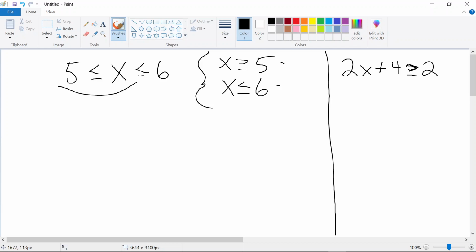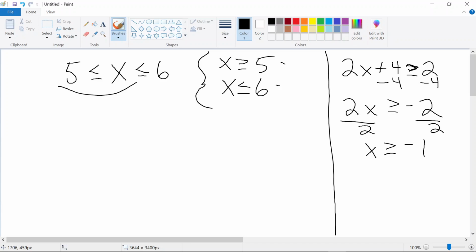I want inequalities. So first step, subtract 4 from both sides. I'm using the inverse addition quality, since subtraction is the inverse of addition. 2x greater than or equal to 2 minus 4, which is negative 2. I haven't flipped the sign because I haven't multiplied or divided both sides by a negative. Then I'm going to divide both sides by positive 2, still won't flip the sign. X greater than or equal to negative 2 over 2, which is negative 1.